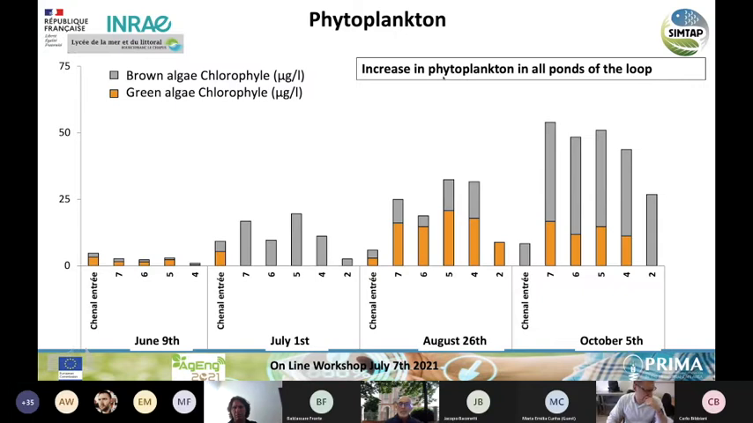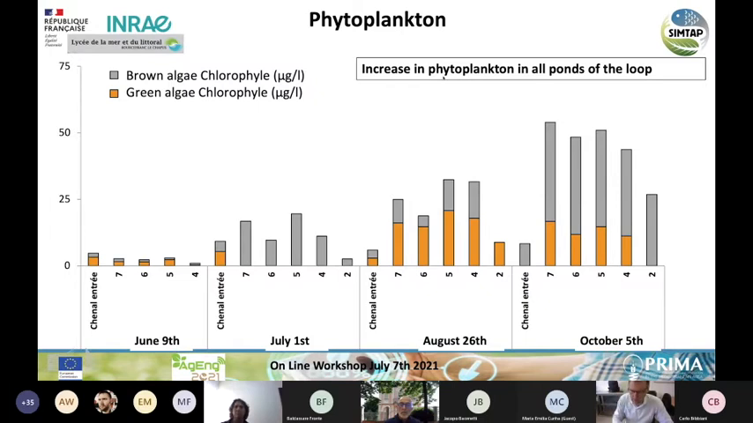We made also control on phytoplankton concentration at 4 days, and you see that there is an evolution of the concentration from June to October with a high level of brown and green algae concentration in the reared pond.